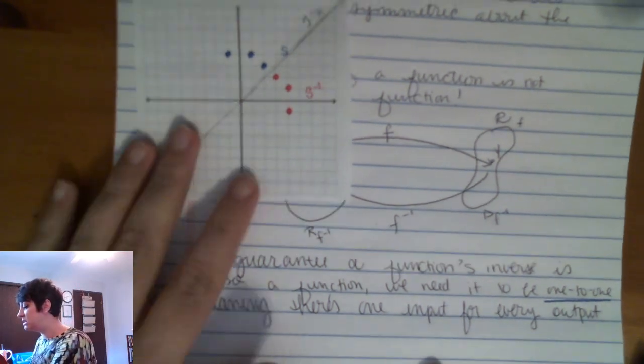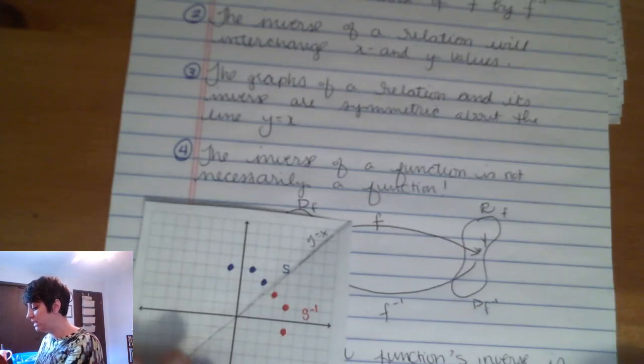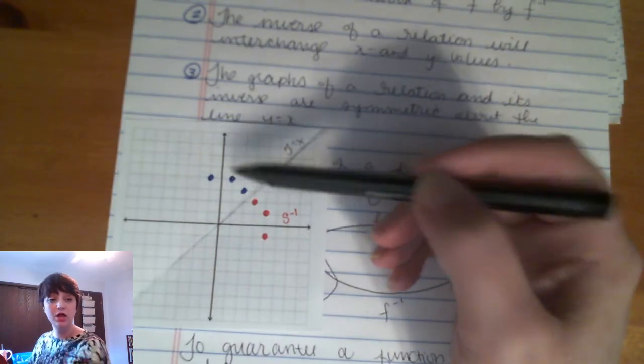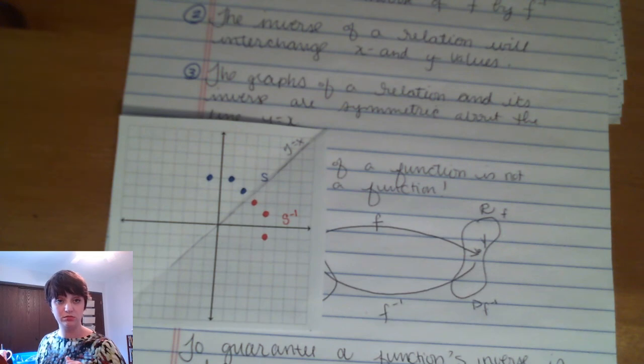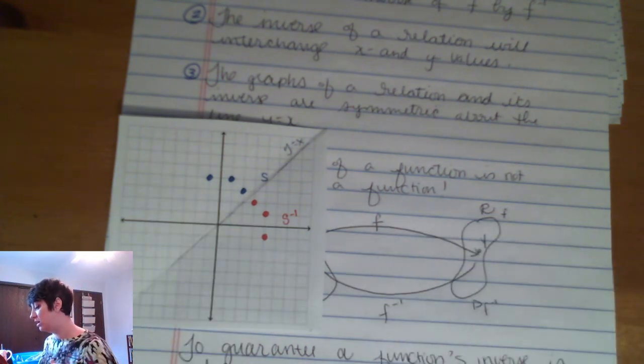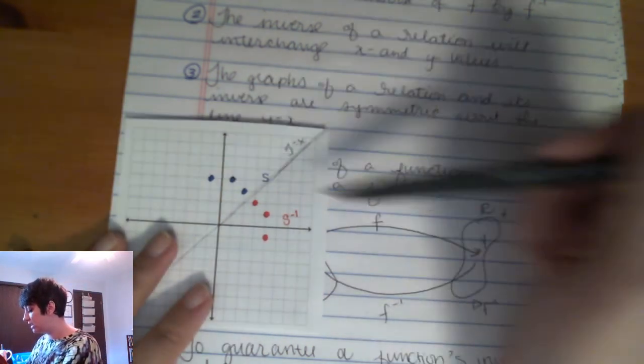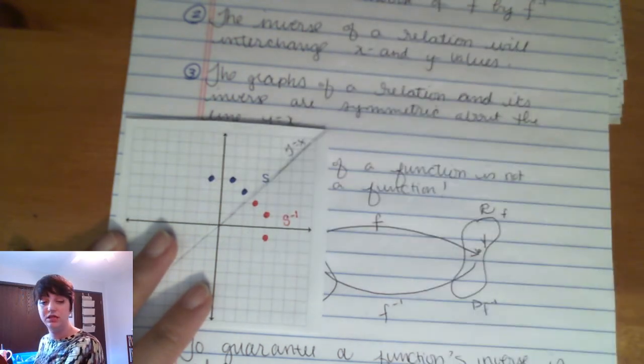Okay, so it's not enough to just be a function. I need to make sure that if I need the number 4, there's only one way to get the number 4. And that's the difference between our one-to-one. And graphically, that's going to give us the horizontal line test.